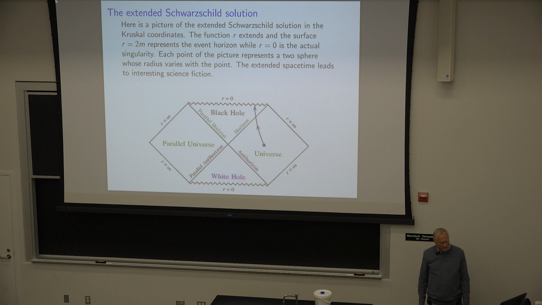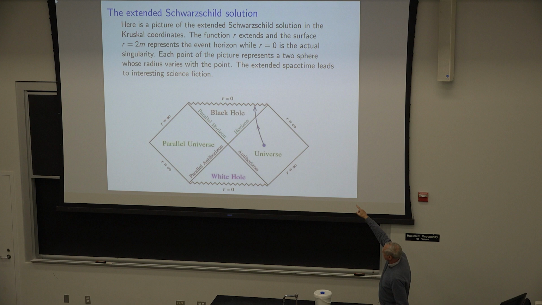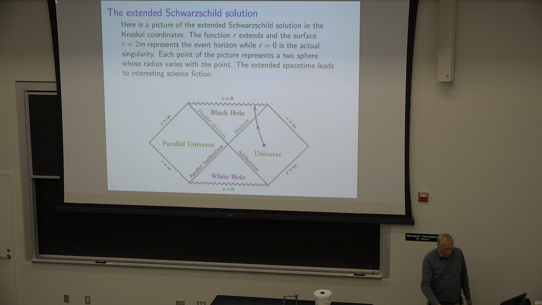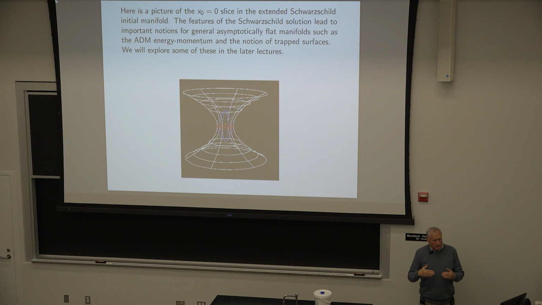In fact, I have drawn here, if I look at the original t equals zero slice, or x naught equals zero slice, that would be the horizontal curve in that picture. So what it looks like geometrically, a better sketch of that, is this would be the extended spatial Schwarzschild manifold.